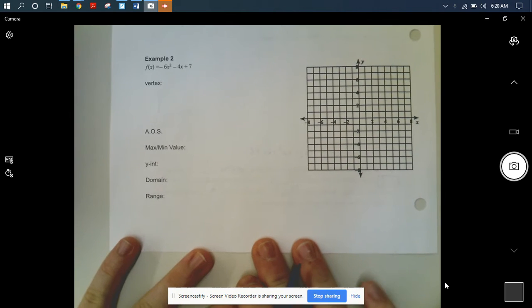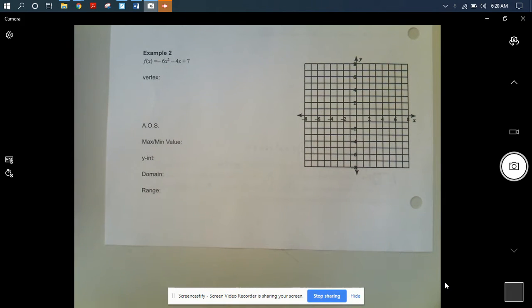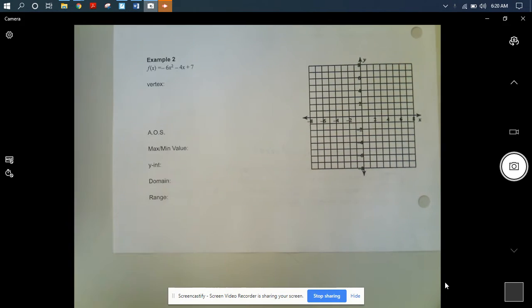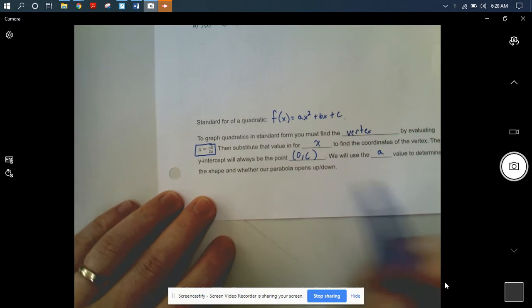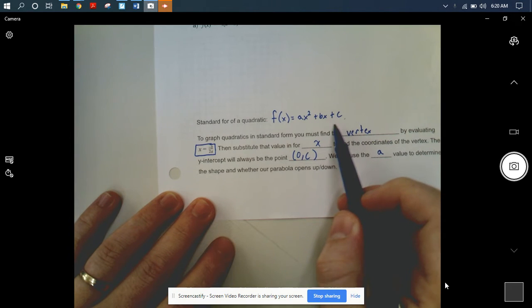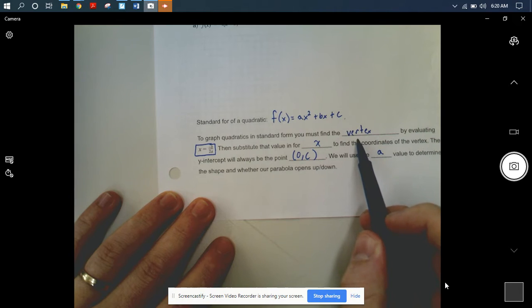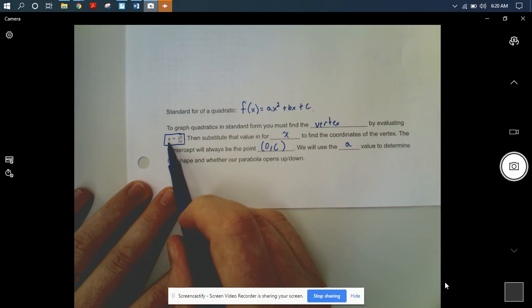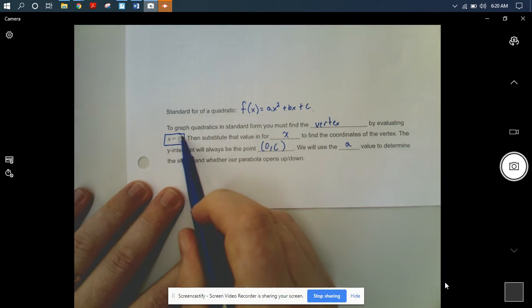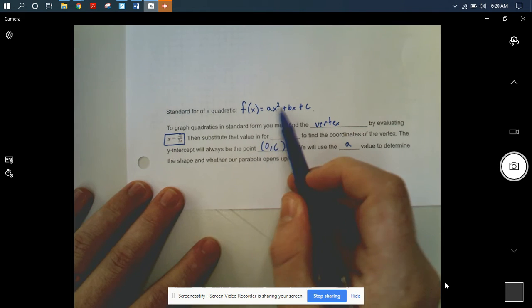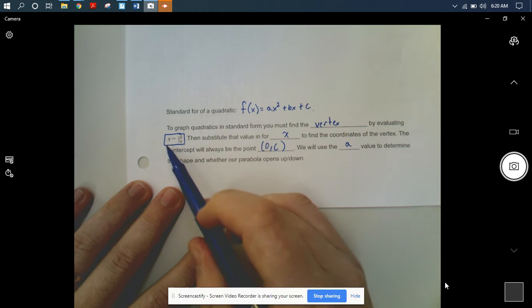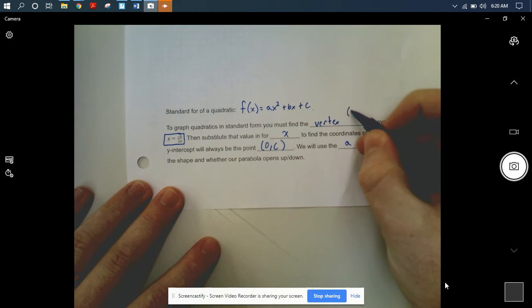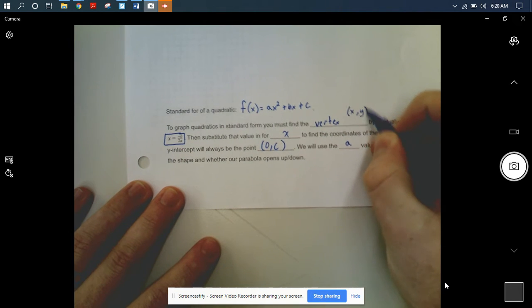I know some classes we started it, but I'm just going to run through the whole thing again just to review. So we're going to start by finding our vertex. And what we have to do, if we look at our notes from yesterday, we said this is what standard form looks like. In order to find the vertex, we're going to evaluate x is equal to negative b over 2a, where a is the number in front of x squared and b is the number in front of x. And this x is going to represent the x of the xy coordinate for the vertex.